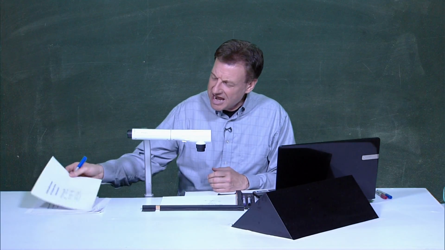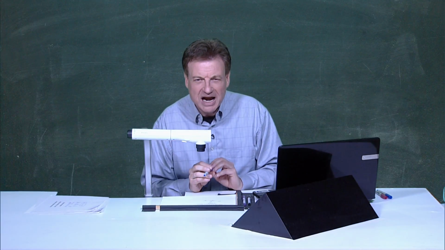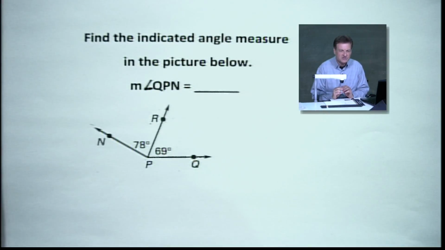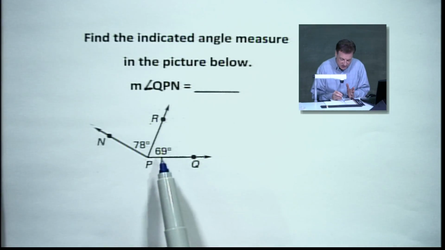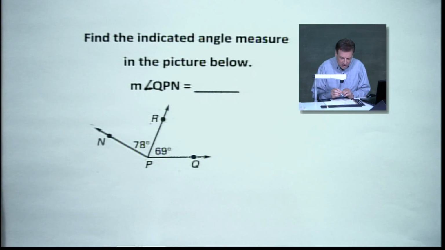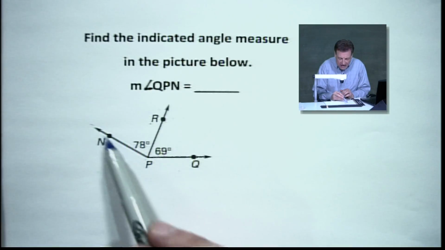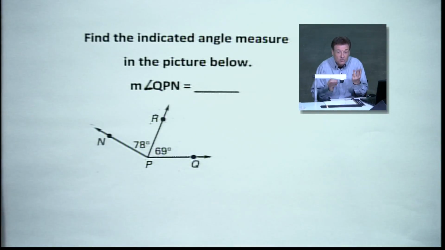Now, I said something about these angles working in pairs. Let's take a look at this situation. Sometimes we put degrees on here. See those little degrees? 69, there's 78. And notice here we've got two little angles and we get a big angle. So actually there are three, count them, three angles in this picture.